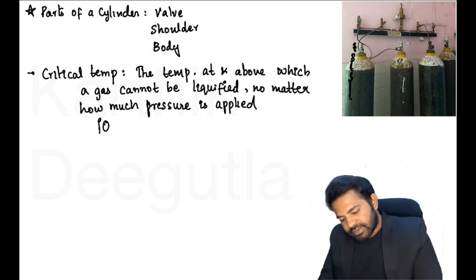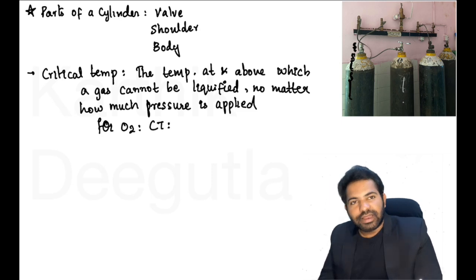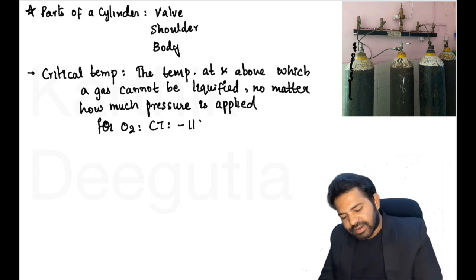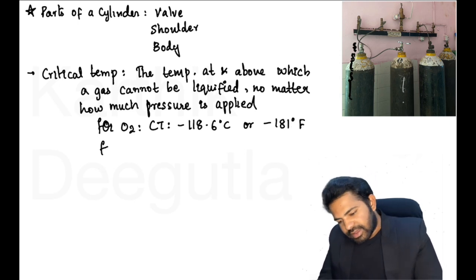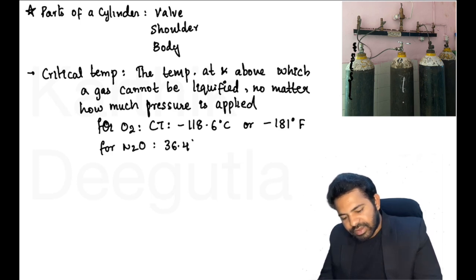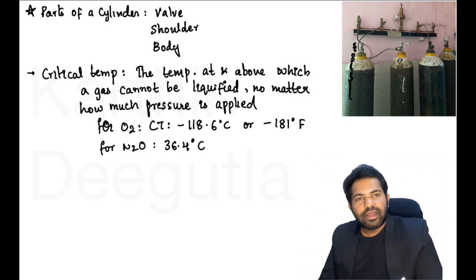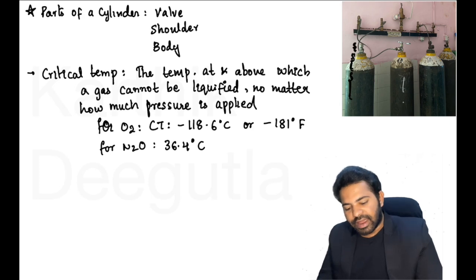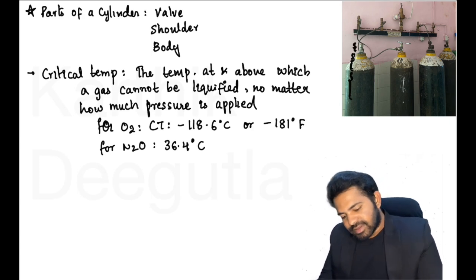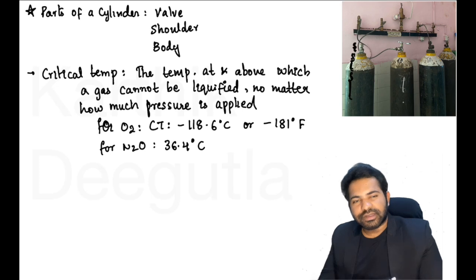And for oxygen, the critical temperature is minus 118.6 degrees centigrade, or minus 181 degrees Fahrenheit. Alright, and for nitrous oxide, it is 36.4 degrees centigrade. Now you know why a nitrous oxide cylinder has a liquid and an oxygen cylinder has a gas. So that is the significance of the critical temperature.